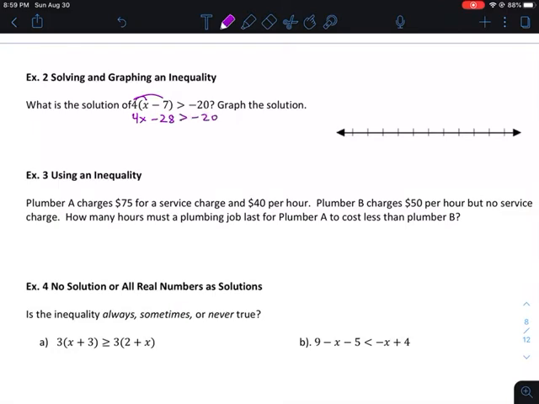I need x all by itself, so just like we would do with our equations, we need to move that 28 first. That leaves us with 4x is greater than 8, and dividing by 4 leaves us with x is greater than 2.